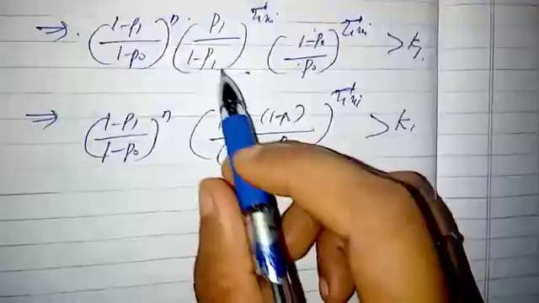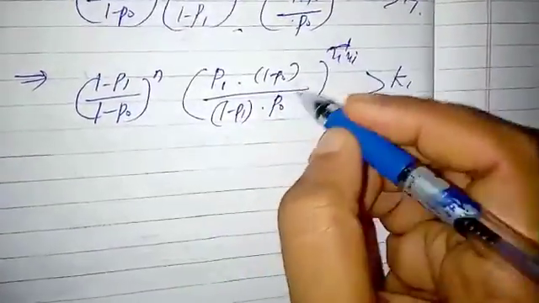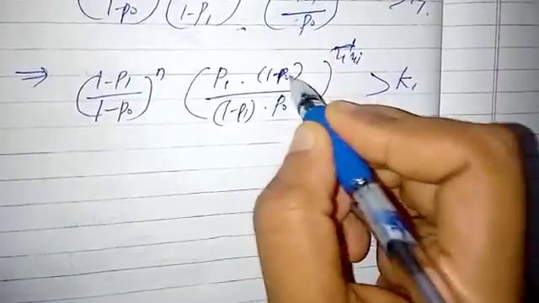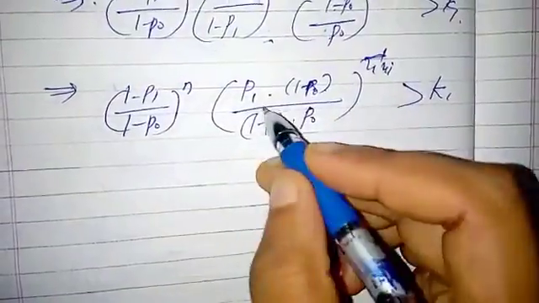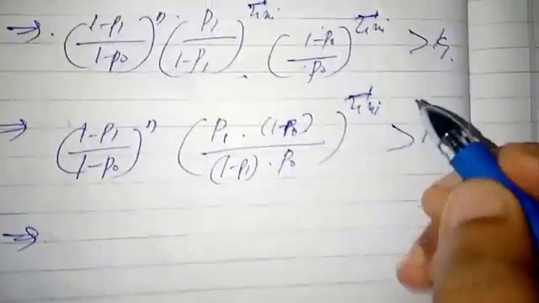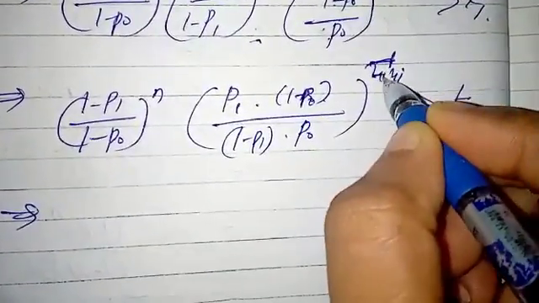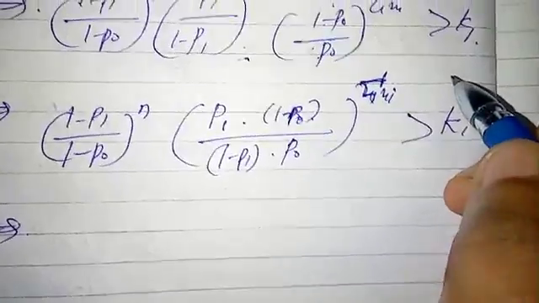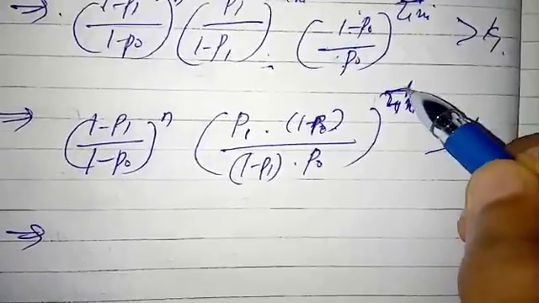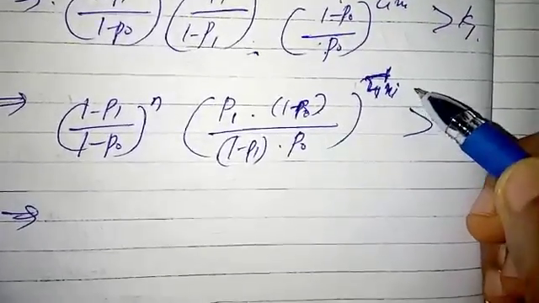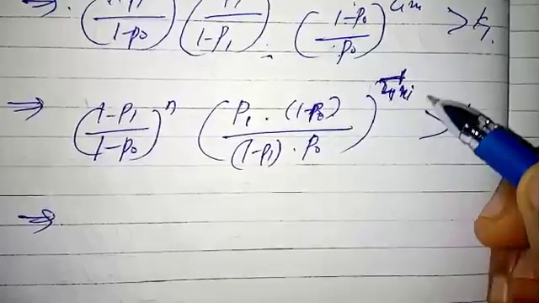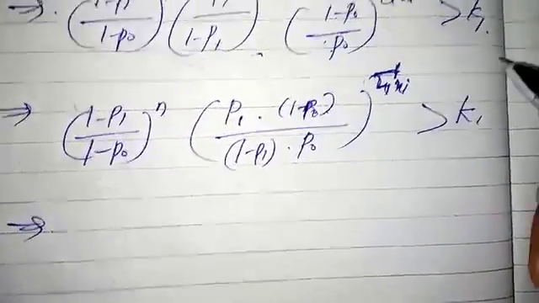We can write this term like this. Here we want to find the test function, the most powerful test function. That is a function of the random variables, and here the function is summation xi. So we want to find out whether summation xi is greater than k or less than k.